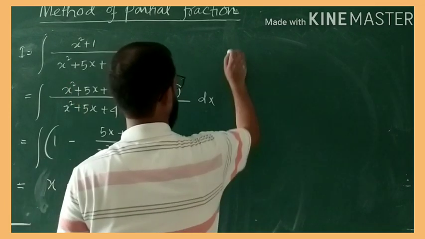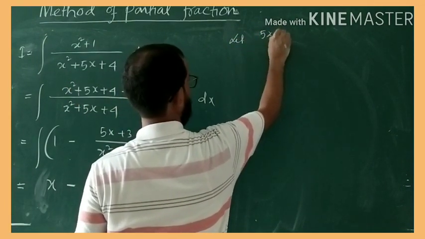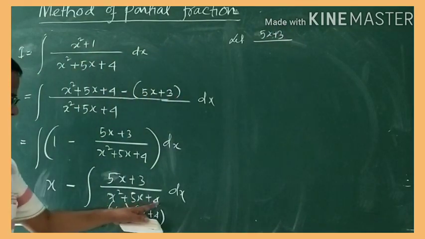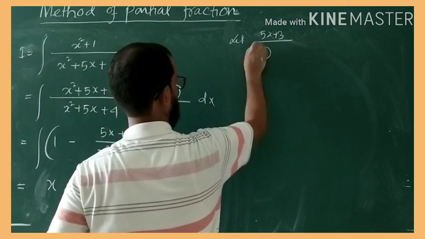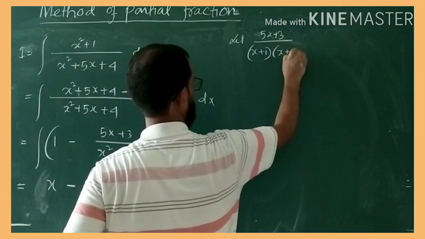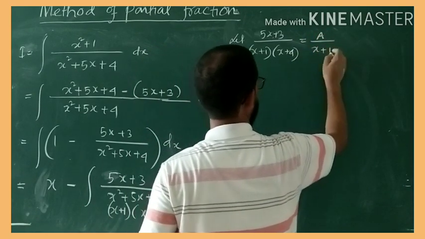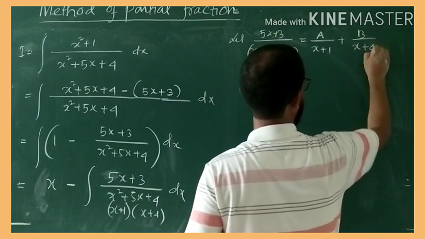Okay, so let 5x plus 3 divided by x squared plus 5x plus 4. I directly write x squared plus 5x plus 4 as x plus 1 into x plus 4, which can be written as A by x plus 1 plus B by x plus 4.